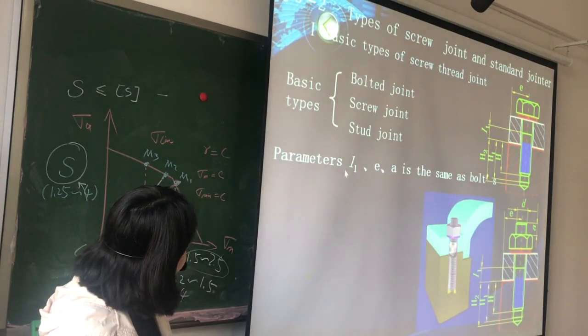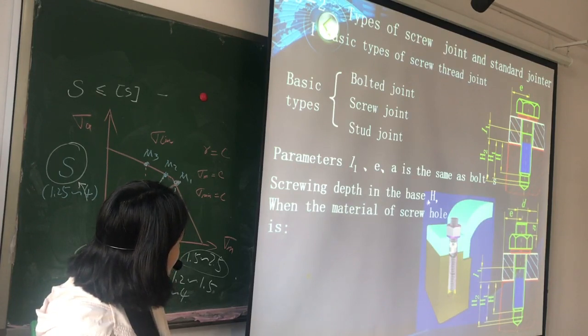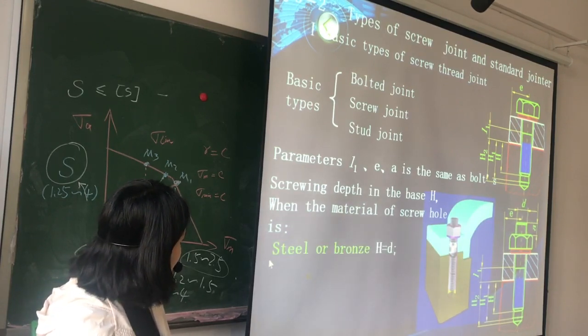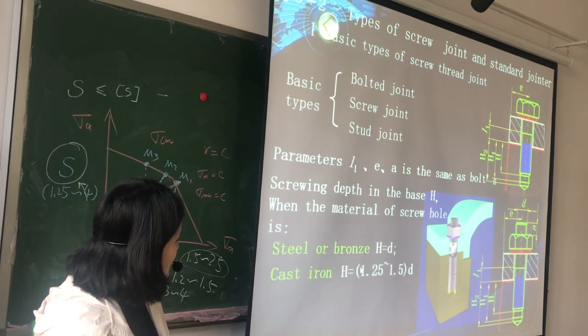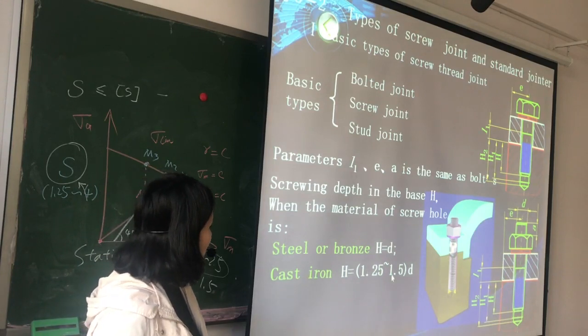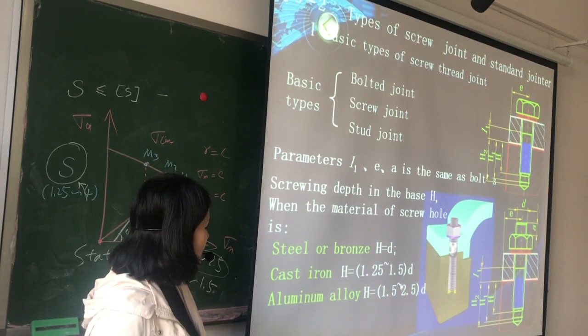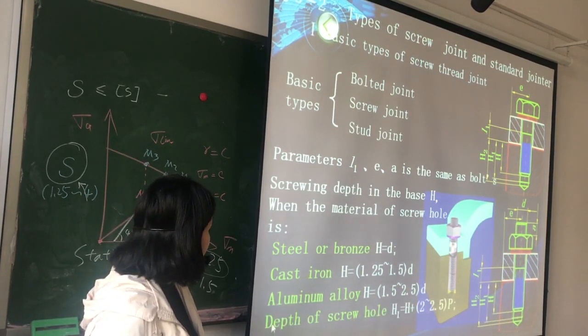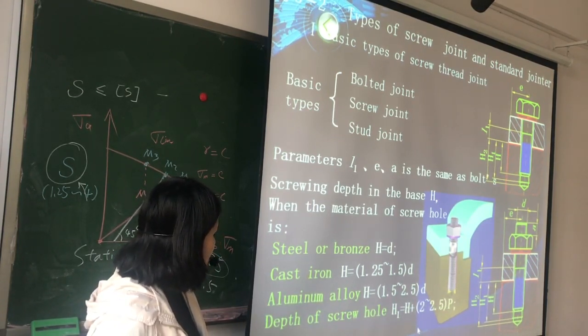And these are the parameters of the bolt. Screw depth in base edge: when the base is steel or bronze, H equals D, and for cast iron H is 1.25 to 1.5 D. And for aluminum alloy, H is 1.5 to 2.5 D. And the depth of screw hole H1 is expressed as this. And the depth of drilling H2 is expressed as this. Okay.